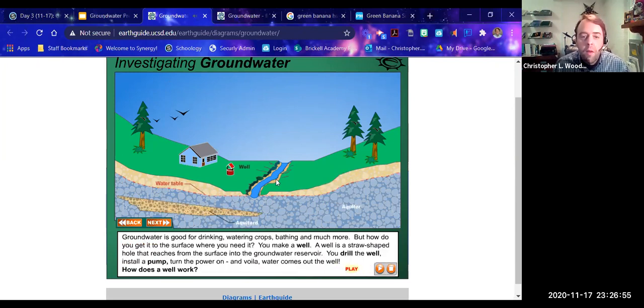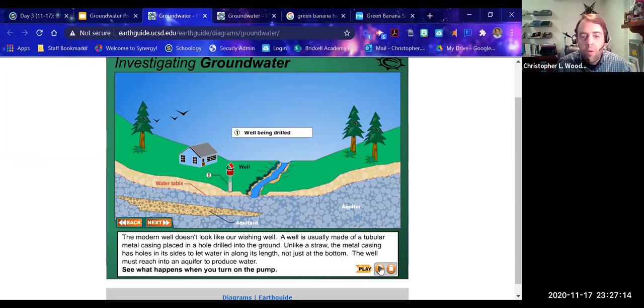A well. Groundwater is good for drinking, watering crops, bathing, and much more, but how do you get it to the surface when you need it? You make a well. A well is a straw-shaped hole that reaches from the surface into the groundwater reservoir. You drill the well, install a pump, turn the power on, and voila, the water comes out.